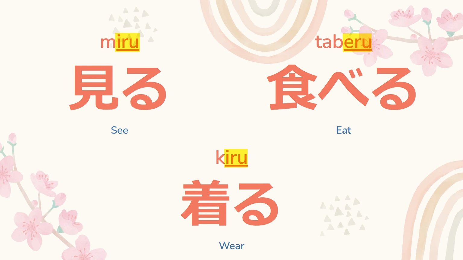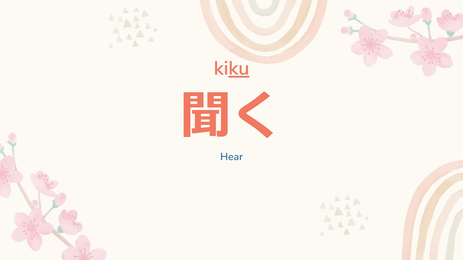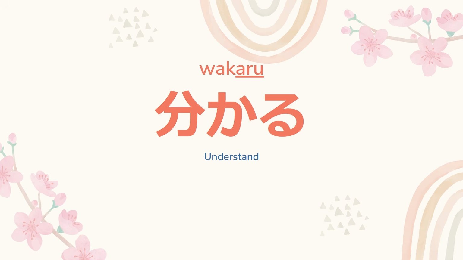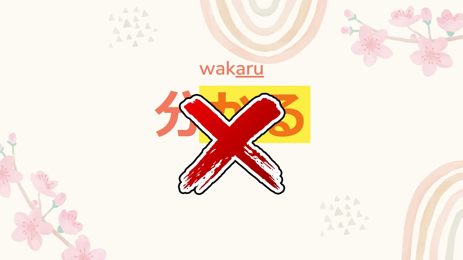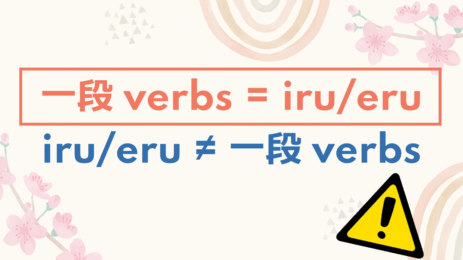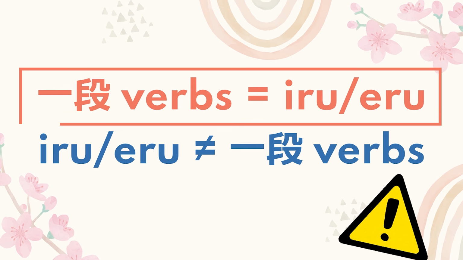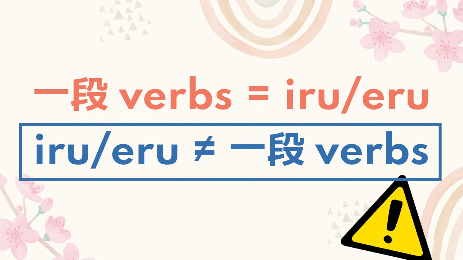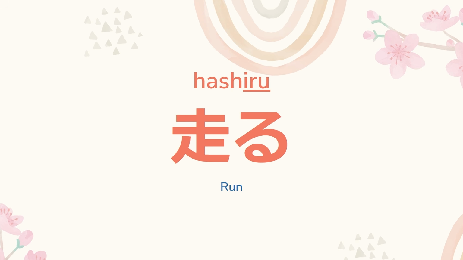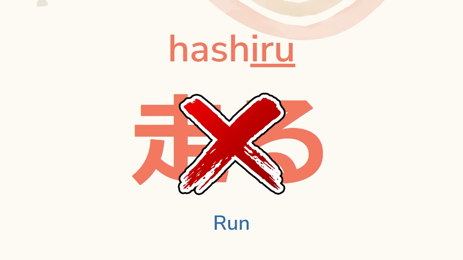I have underlined the romaji so you can clearly see where the iru and eru are. This is as opposed to something like kiku, which ends on a ku, not a ru, therefore this cannot be an Ichidan verb. Or wakaru, which does end on a ru, but it ends on an aru, meaning this is not an Ichidan verb. But please pay attention to this. All Ichidan verbs must end with iru or eru, but not all iru and eru ending verbs are Ichidan verbs. That means there are certain words like hashiru that do end on an iru, but is not an Ichidan verb.